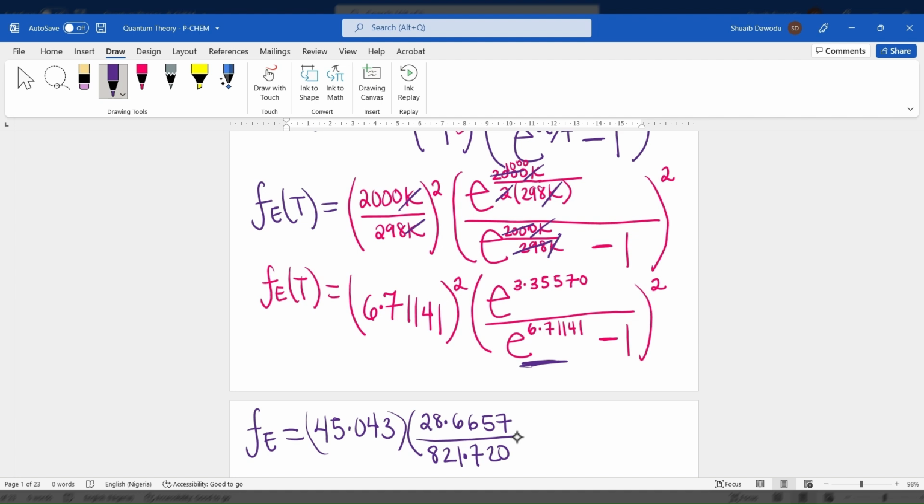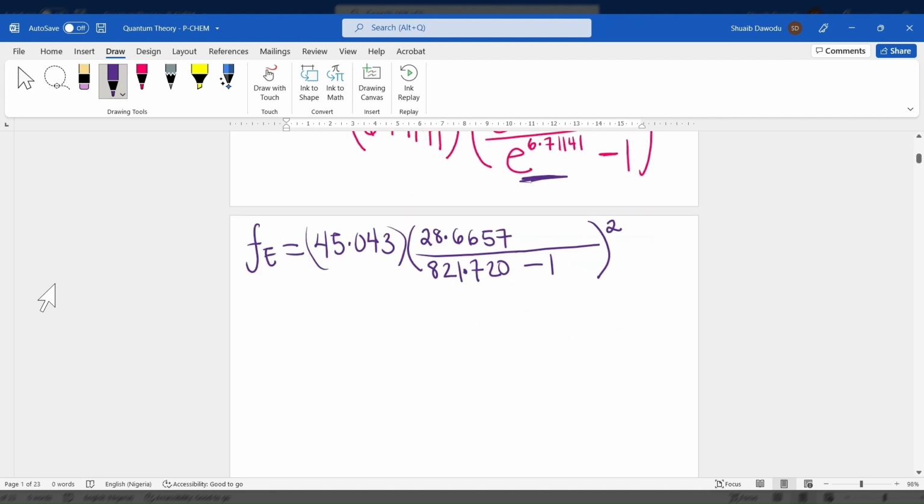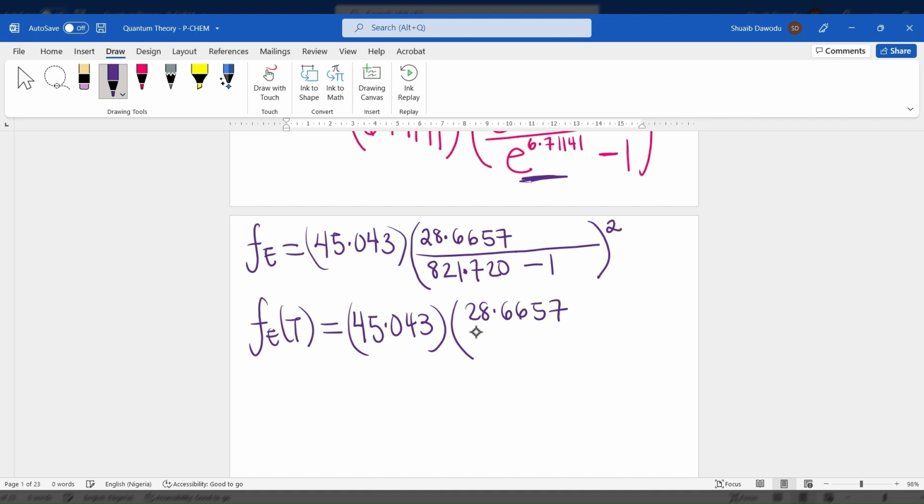Then, of course, let's not forget our very beautiful minus 1. Yeah, and all of this information all squared. So f sub e of t is going to equal 45.043 divided by 28.6657 divided by 820.720, all squared.